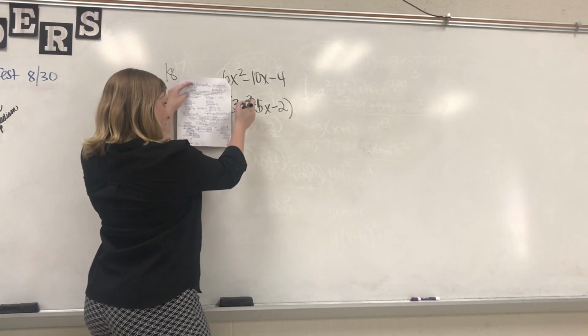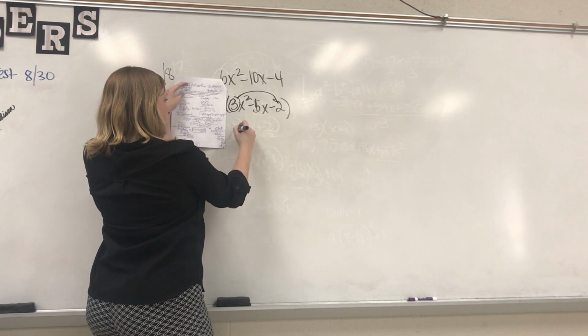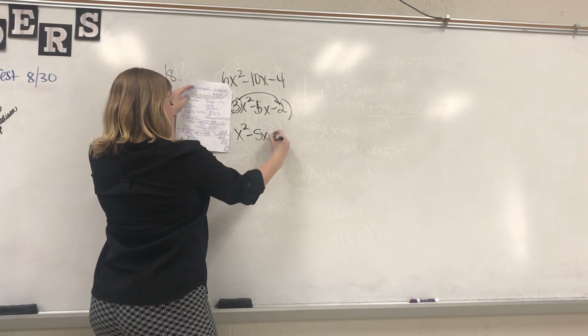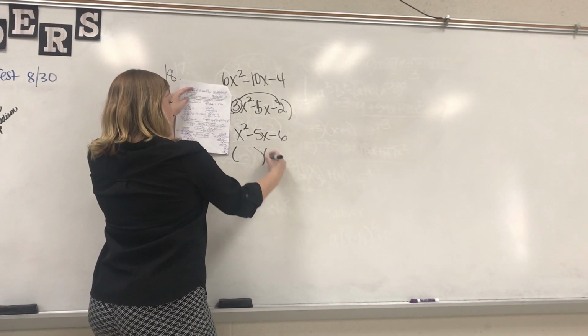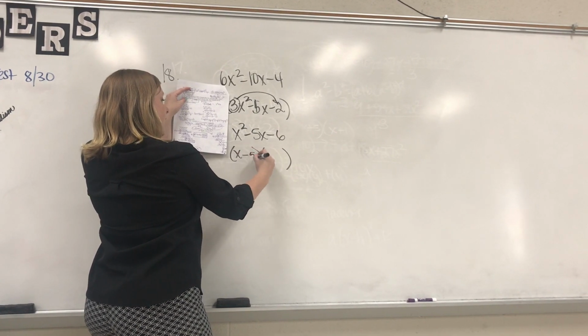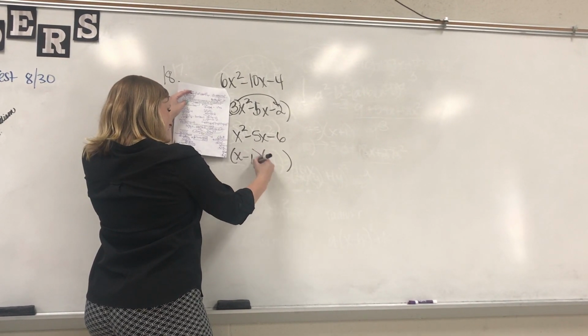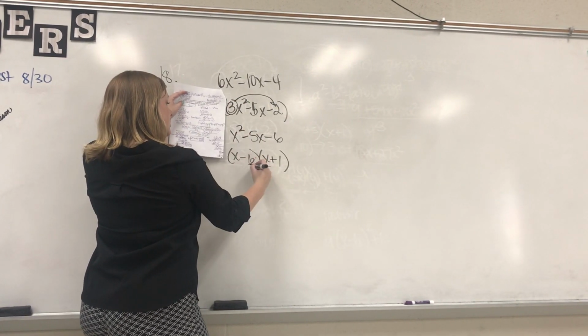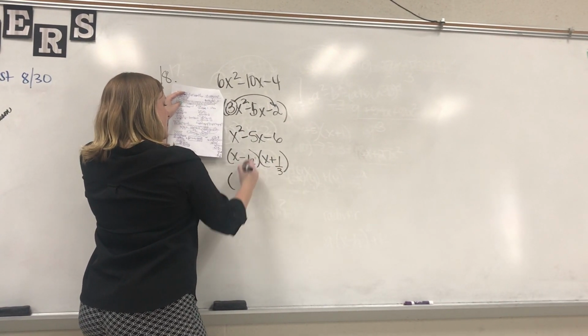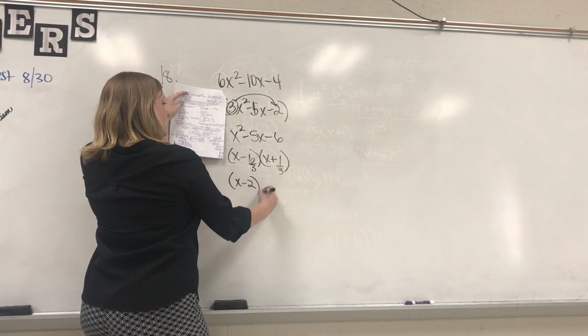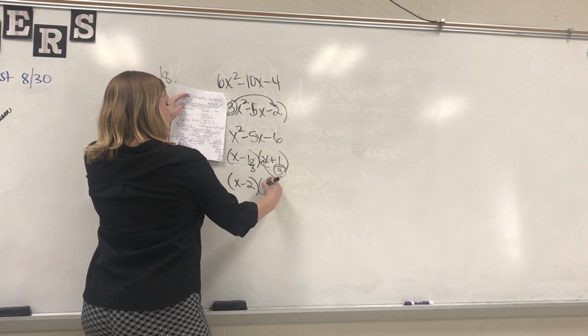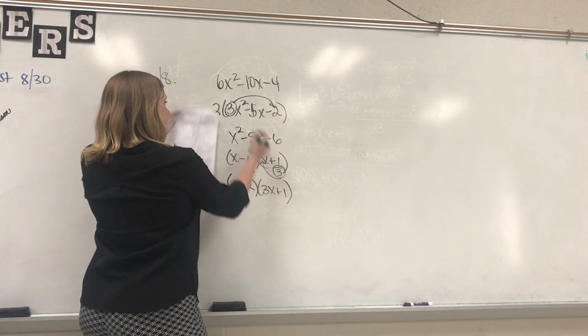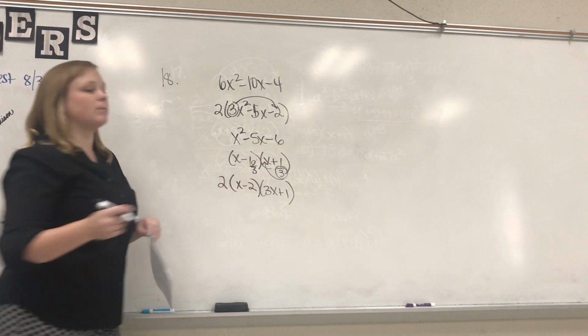So, 3 times 2 gives me x squared minus 5x minus 6. Two numbers that multiply to negative 6 and add to negative 5 are negative 6 and positive 1. I multiplied by 3 in the beginning, so I divide by 3 at the end. 6 divided by 3 is 2. 1 can't divide by 3, so I pull it up. And don't forget my 2 GCF that I pulled out in the beginning.